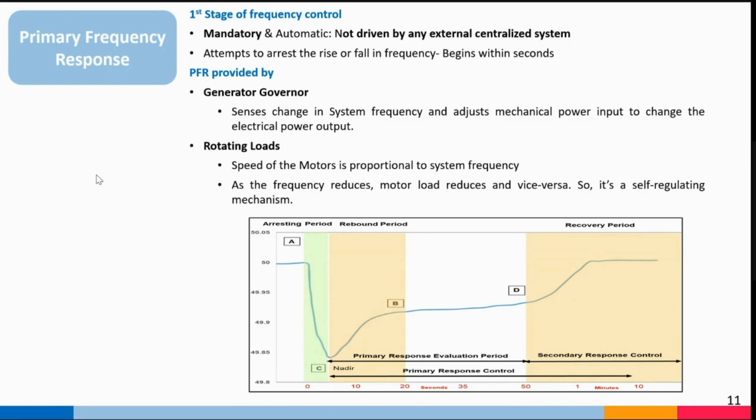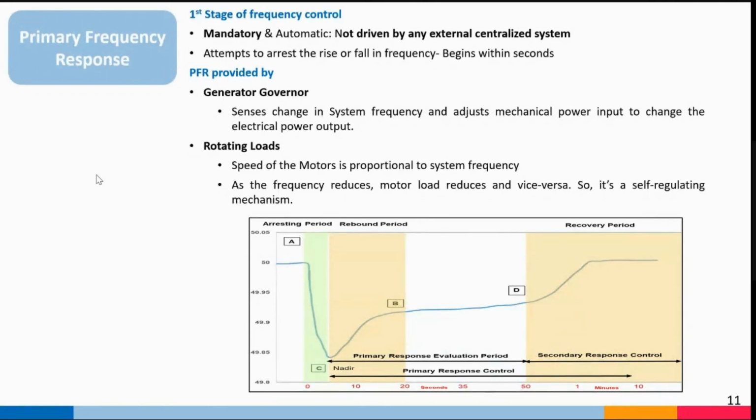So when there is a fall in the frequency, the first impact is the inertia, which will be followed by the first stage of frequency control, which we call the primary frequency response. With the new Indian Electricity Grid Code, it is known as primary response ancillary services, PRAS.